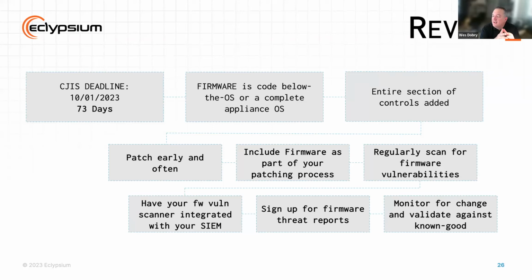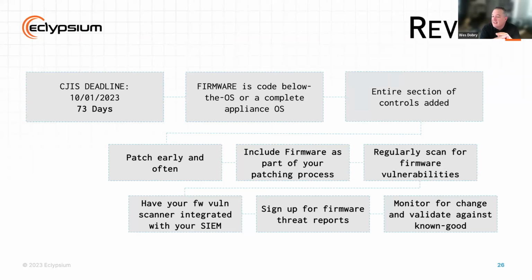Additionally, we also know that there was an entire section of controls added, almost 100 pages worth or over 100 pages worth of new controls. And they ultimately define as we need to patch early and often. We now have tighter timelines for patching critical vulnerabilities. We also need to expand the scope of what's being patched to understand that that includes network appliances as well as firmware on physical hardware.